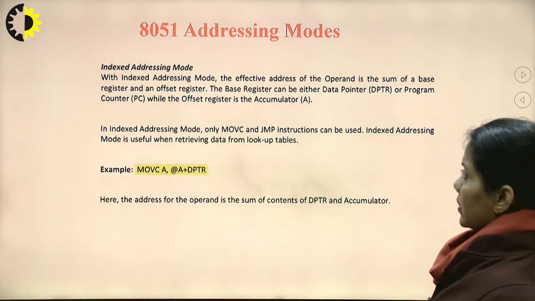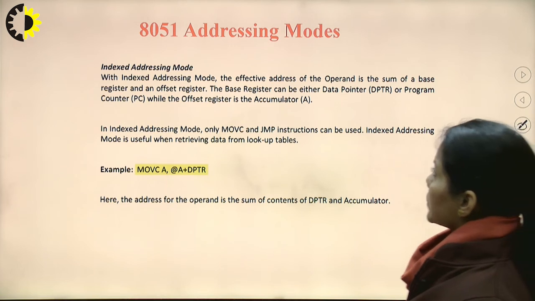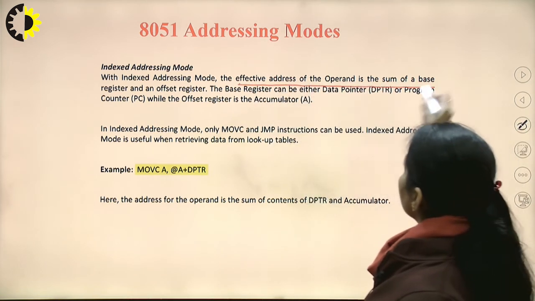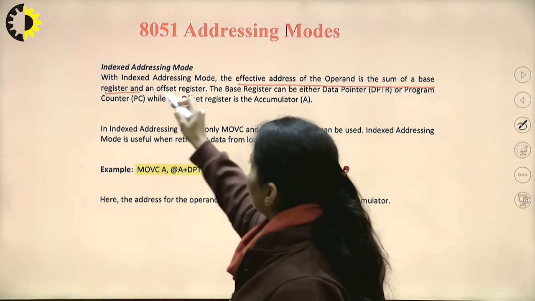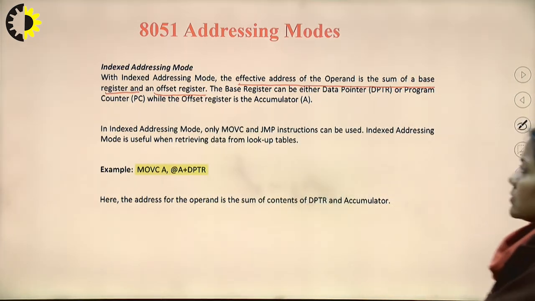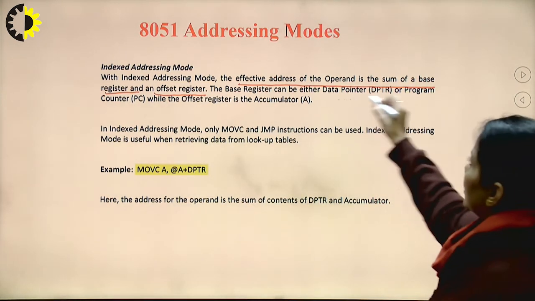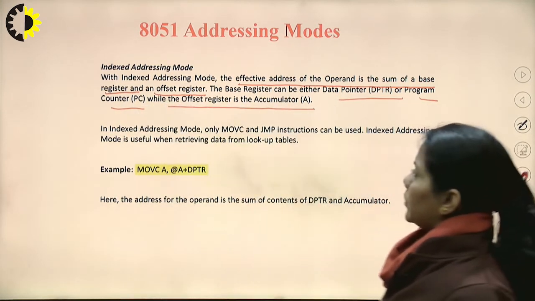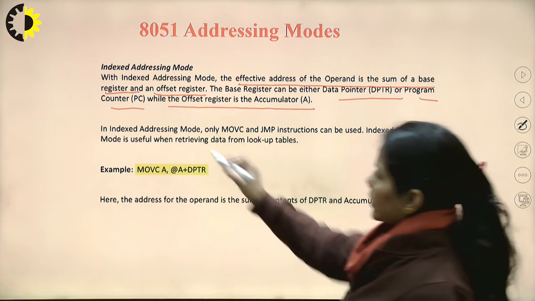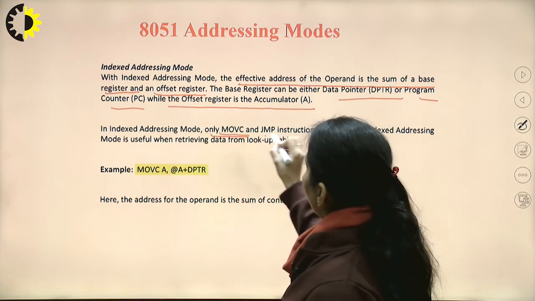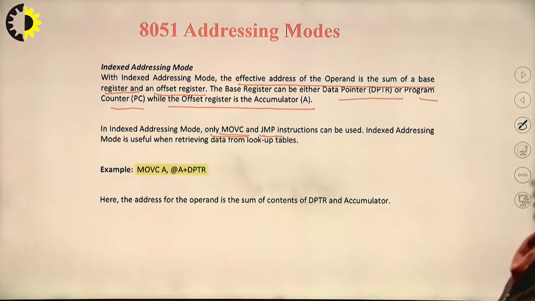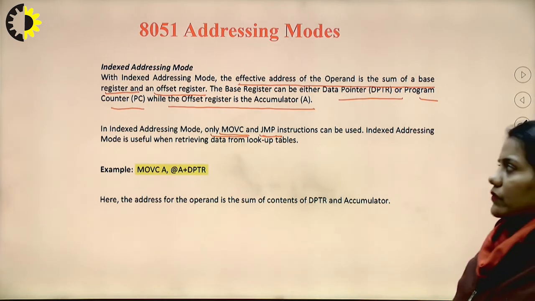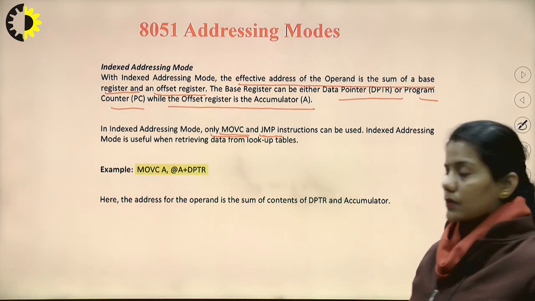Next is the indexed addressing mode. In indexed addressing mode, the effective address of the operand is the sum of the base register and an offset register. The base register can be either the data pointer, that is the DPTR, or the program counter, that is the PC, while the offset is given in the accumulator. So in the indexed addressing mode, only MOVC and jump instructions can be used. Indexed addressing mode is useful in retrieving data from lookup tables.